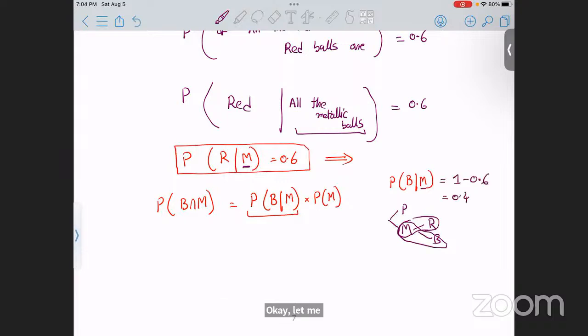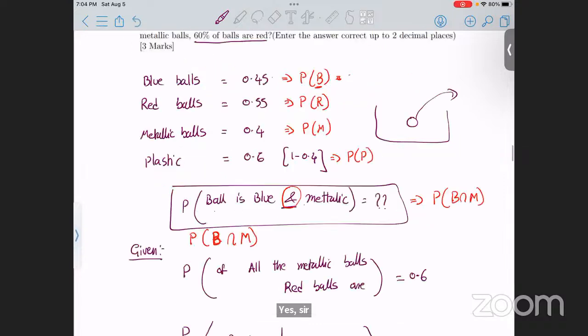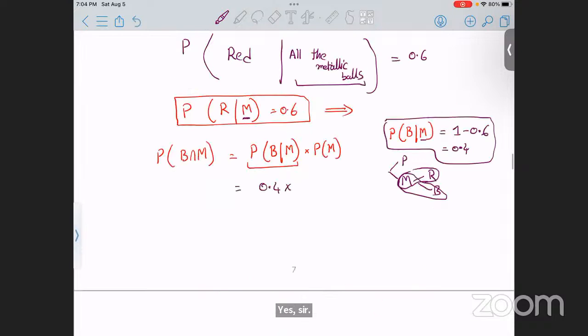Agree? Everyone understood this? So it is 0.4 into what is the probability of metallic? 0.5. That is equal to 0.16. Clear, everyone?